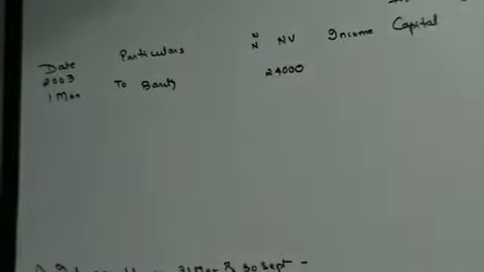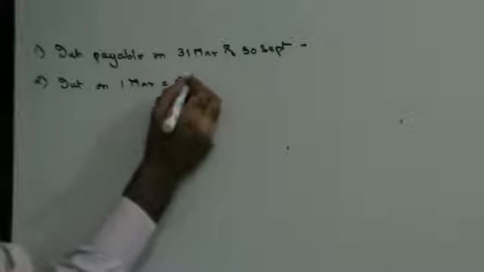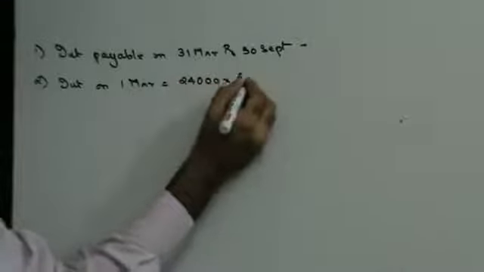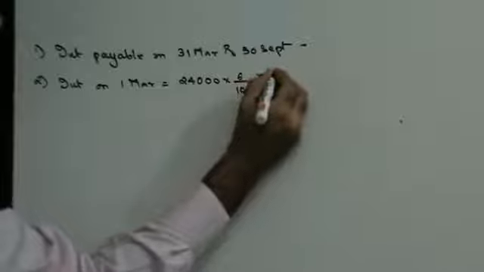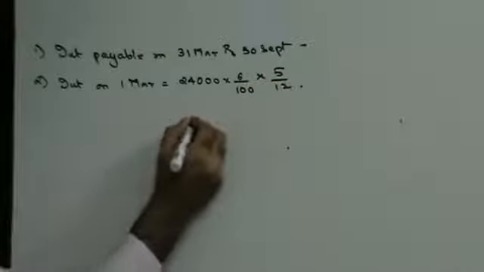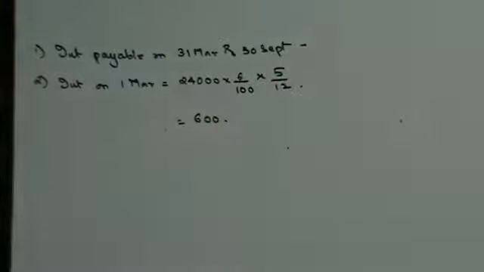Right, let's do the interest calculation. Interest on 1st March is 24,000 into 6% into 5 months. Someone please help me calculate. 600. So the interest is going to be 600.